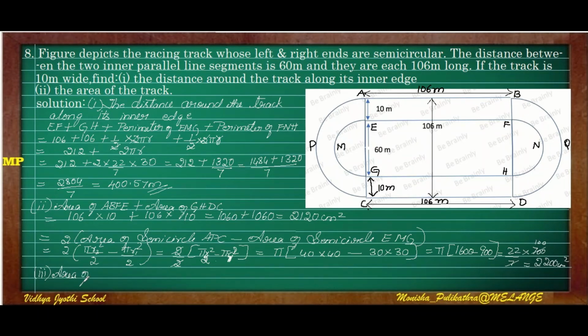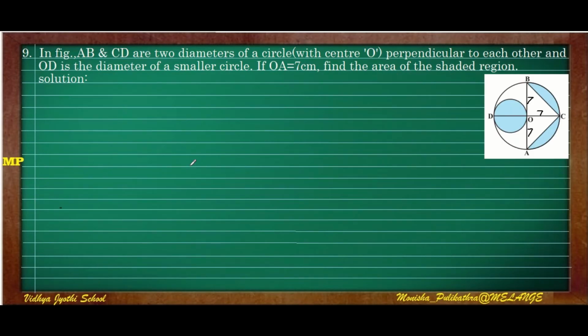Therefore, area of track, this is the final solution of it. Area of track is equal to area of two rectangles plus area of two arc shaped tracks, which is equal to 2120 plus 2200, which is equal to 4320 meter square. I hope you understood this. Moving on to the ninth question of this session.